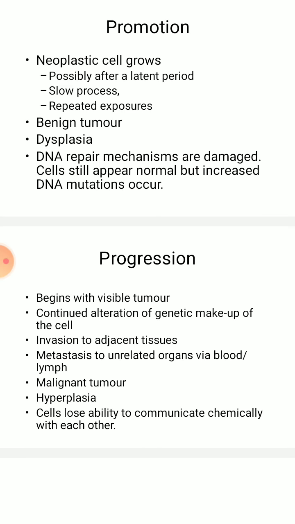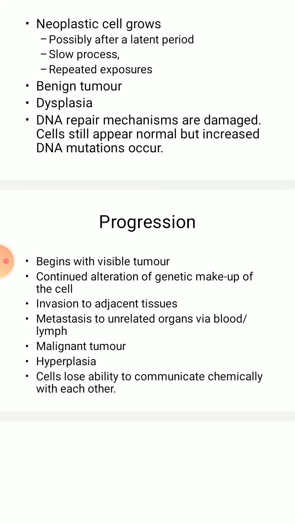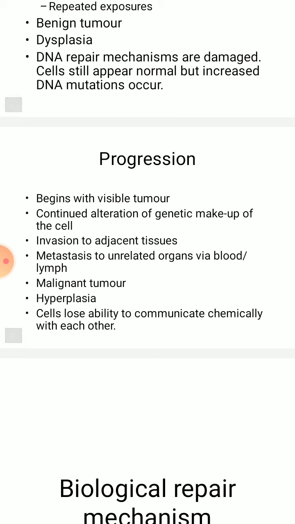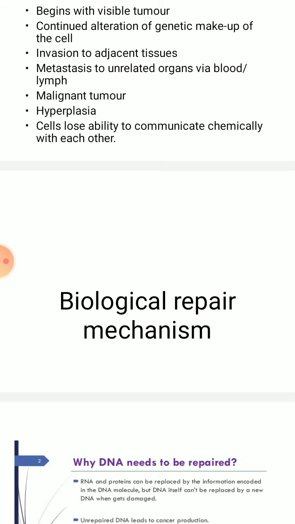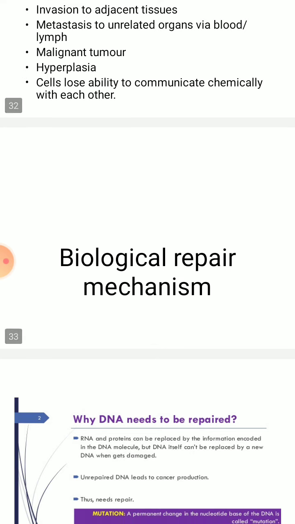Neoplastic cells grow, possibly after a latent period, a slow process with repeated exposures: benign tumors, dysplasia. DNA repair mechanisms are damaged. Cells still appear normal but increased DNA mutations occur. Progression begins with visible tumors, continued alteration of the genetic makeup of the cell, invasion of adjacent tissues, metastasis to unrelated organs via blood and lymph, malignant tumors, hyperplasia. Cells lose the ability to communicate chemically with each other.